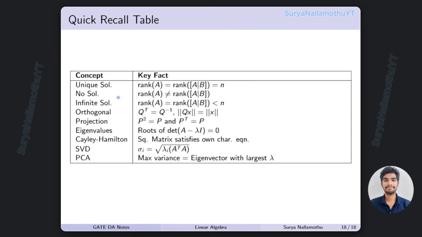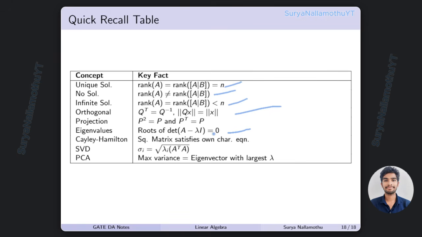This is the recall table. We know the formulas for unique solution, no solution, and infinite solutions. This is the formula for orthogonal: Q transpose is equal to Q inverse. This is also one form. Projection: we need to follow these two rules, it is idempotent and it is symmetric. For eigenvalues, we need to find them by applying this formula.